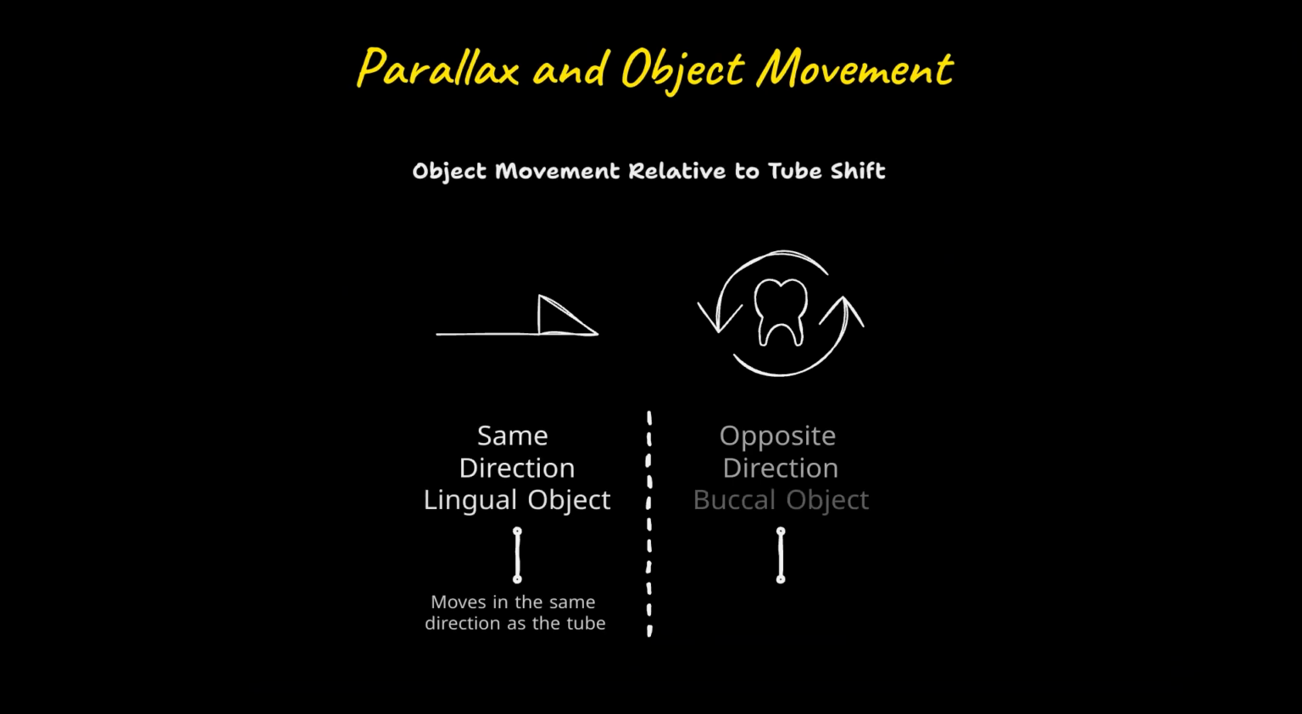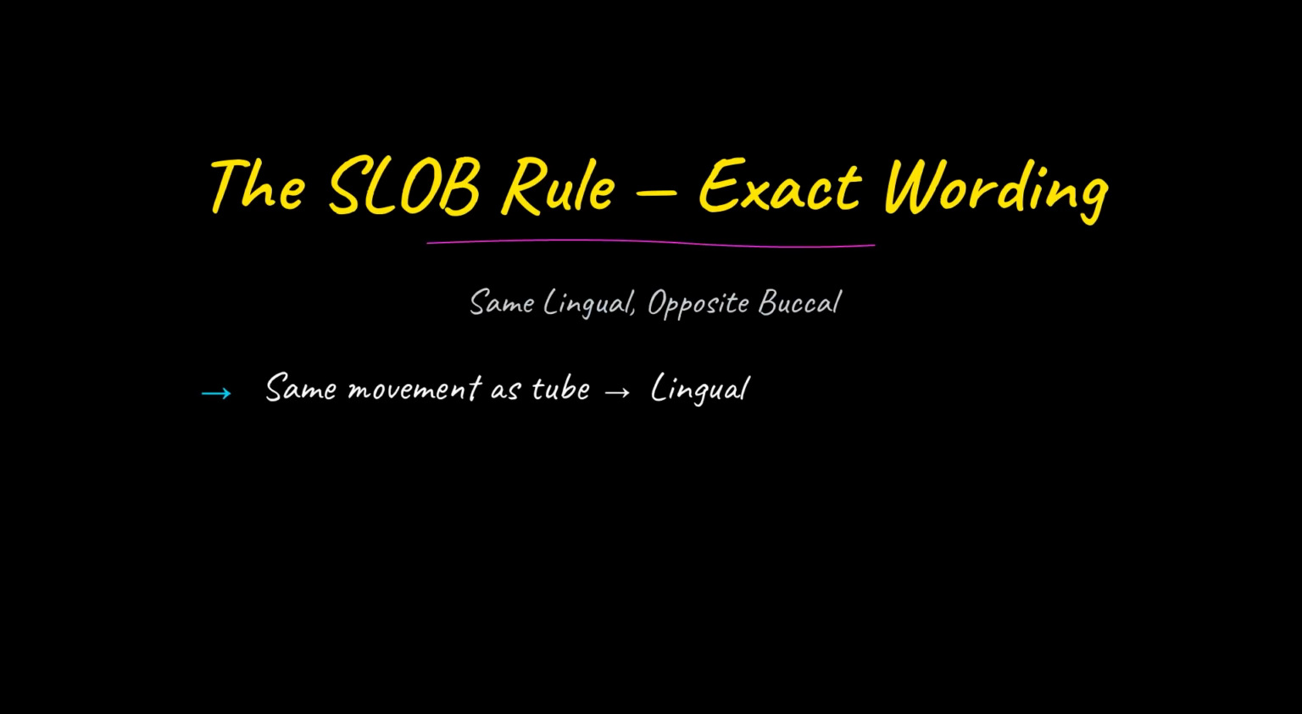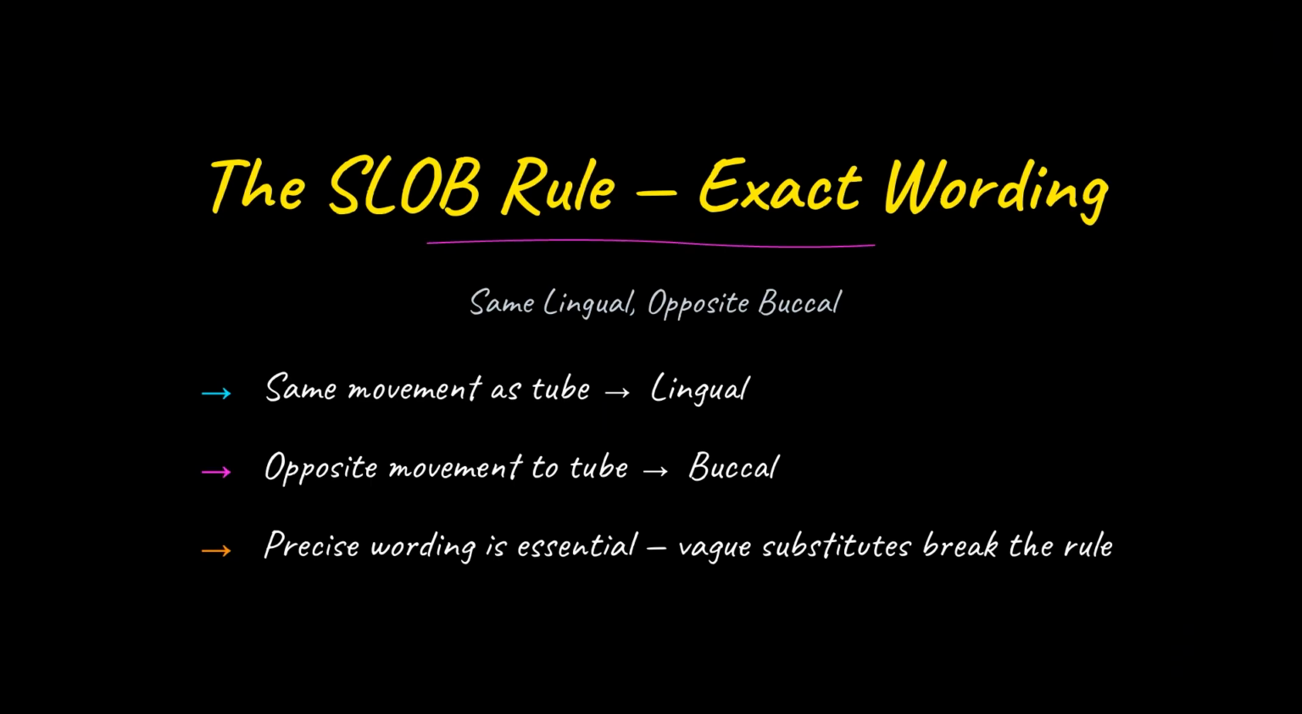When the tube moves in a known direction, objects on the lingual side appear to shift the same way, while objects on the buccal side appear to shift the opposite way. This differential movement is the parallax the SLOB rule exploits. The rule is simple. Same direction as a tube shift means lingual. Opposite direction means buccal. The entire value of this technique lies in remembering the exact pairing. Any swap or vague substitute renders the rule useless.